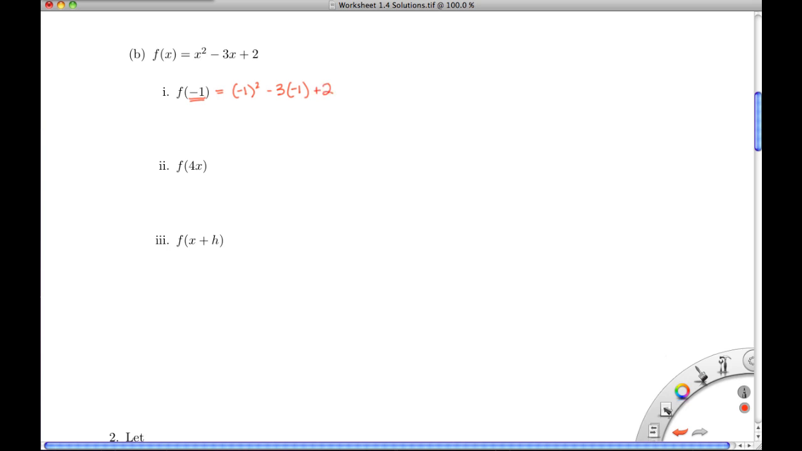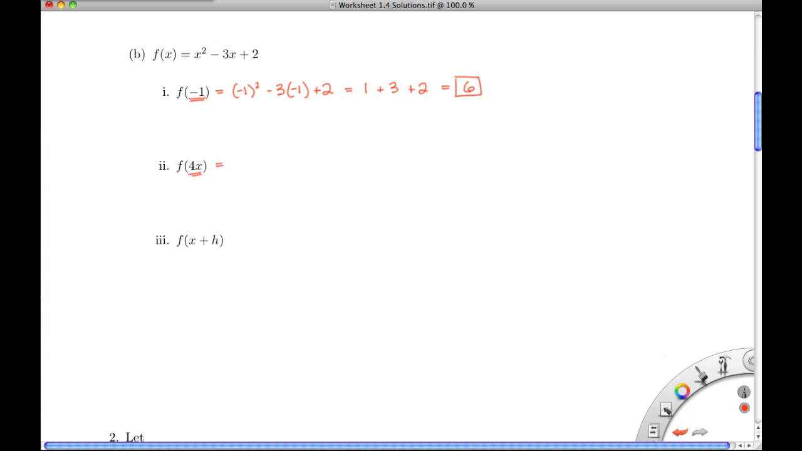Negatives are a great place to make mistakes in problems like this, so just make sure you're careful as you clean this up. So we're going to get a nice number here. We'll go ahead and we'll square the negative 1 to give us positive 1. Negative 3 times negative 1 is going to give us a positive 3, and then plus 2. So our final answer here is going to be 6. So with an input of negative 1, the output of this function is going to be positive 6.